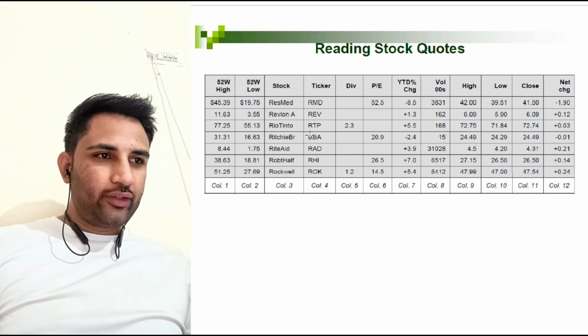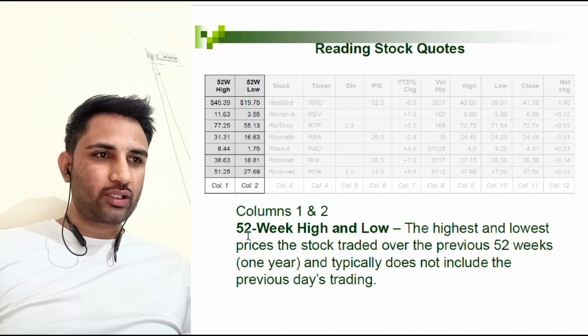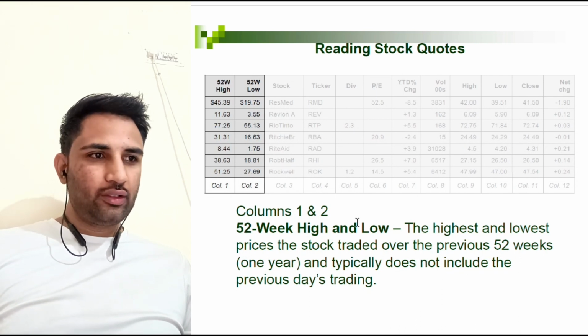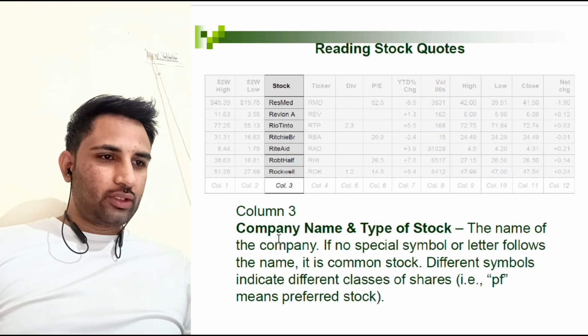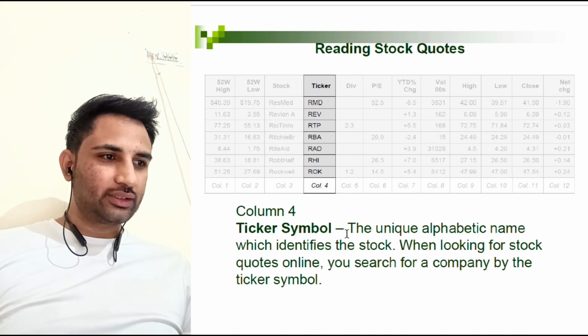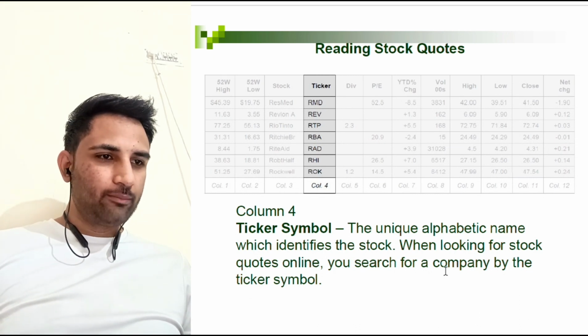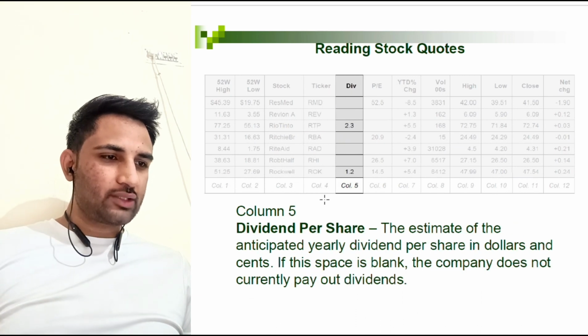Then the fifth column is dividend per share. If the cell is empty, that means the particular stock has not given any dividend in the last 1 year. The dividend per share is the estimate of the anticipated yearly dividend per share in dollars and cents. If this space is blank, the company does not currently pay out dividends. The sixth column is price earning ratio. It shows the relationship between a stock price and the company's earnings for the last 4 quarters, calculated by dividing the current price per share by the earnings per share.